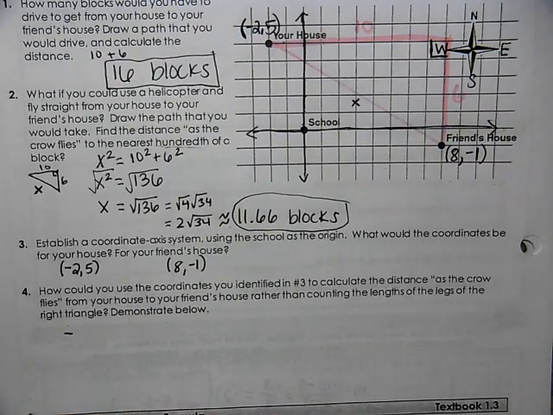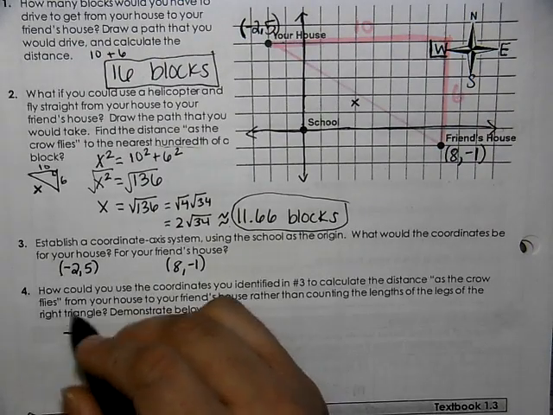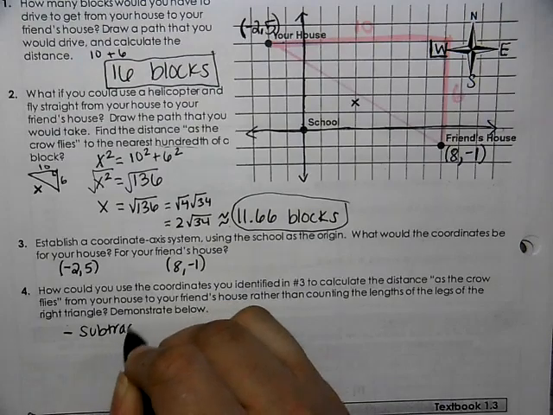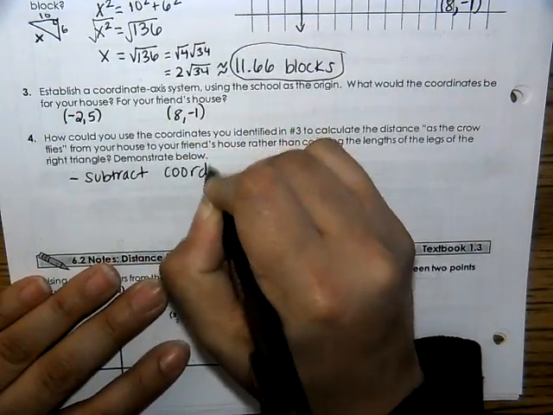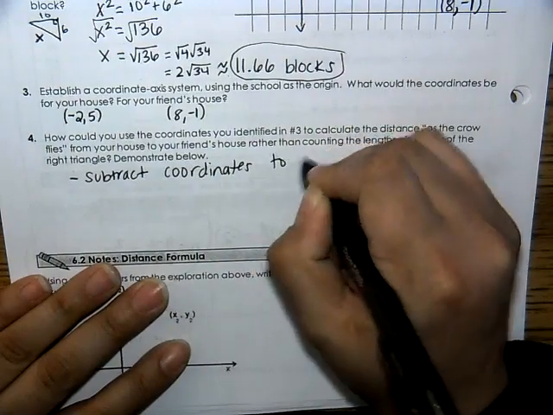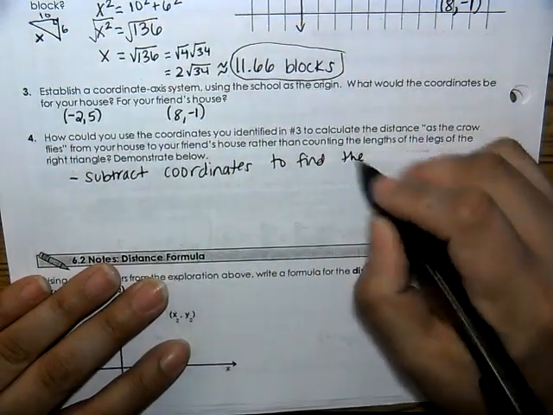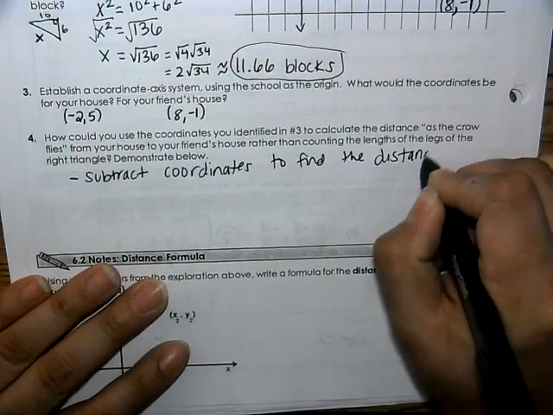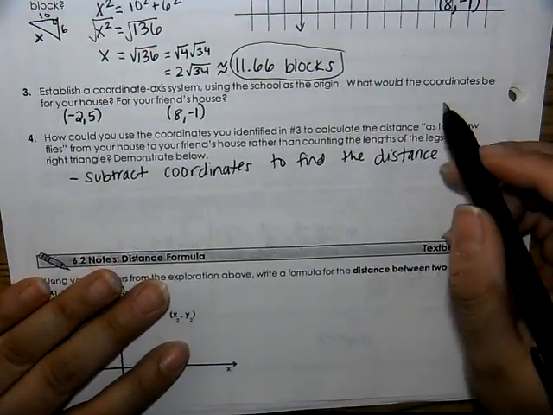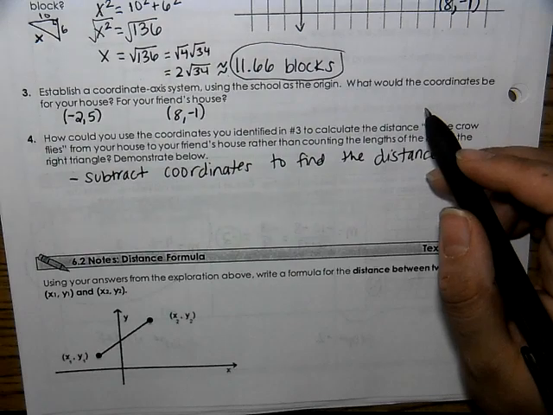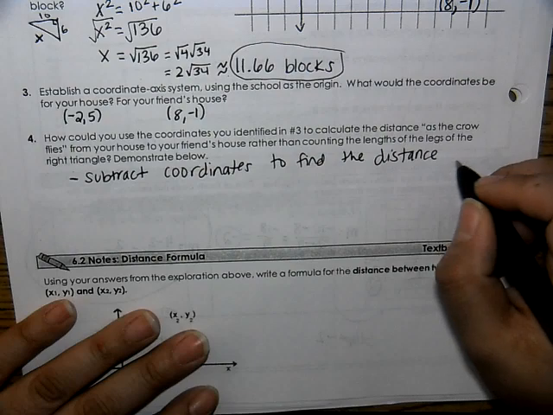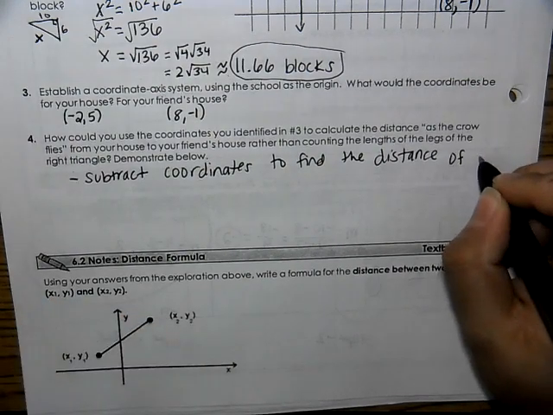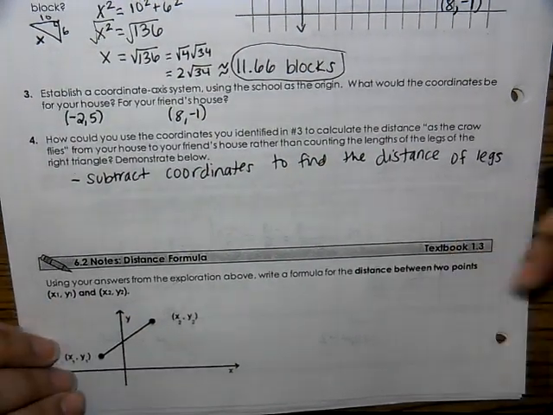I'm going to write it in words first, and then hopefully we can show that with the coordinates. Maybe you could think of this yourself, but let's write down what we can do here. We can subtract the coordinates to find the distance of the legs. So if you don't want to just count the distance like we did when we said 10 blocks and then 6 blocks, instead you can subtract your x coordinates and your y coordinates to find the actual distance of the legs that you first start with.